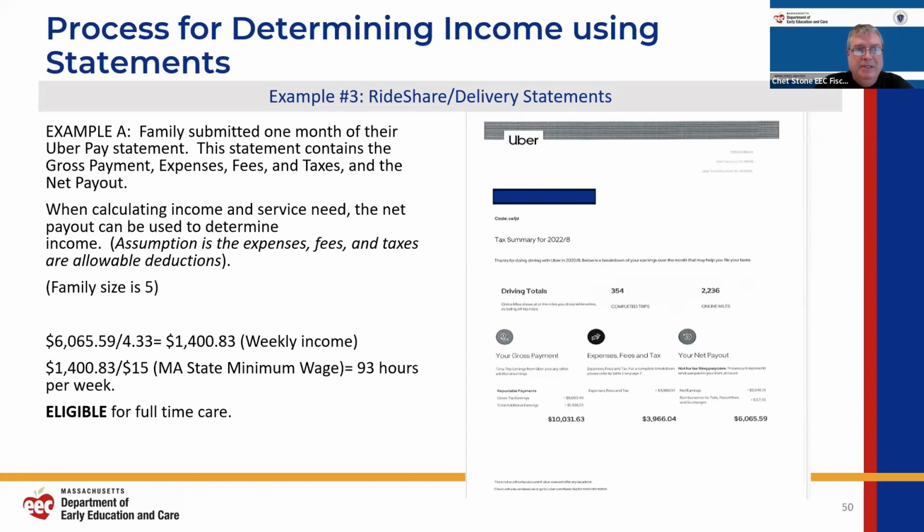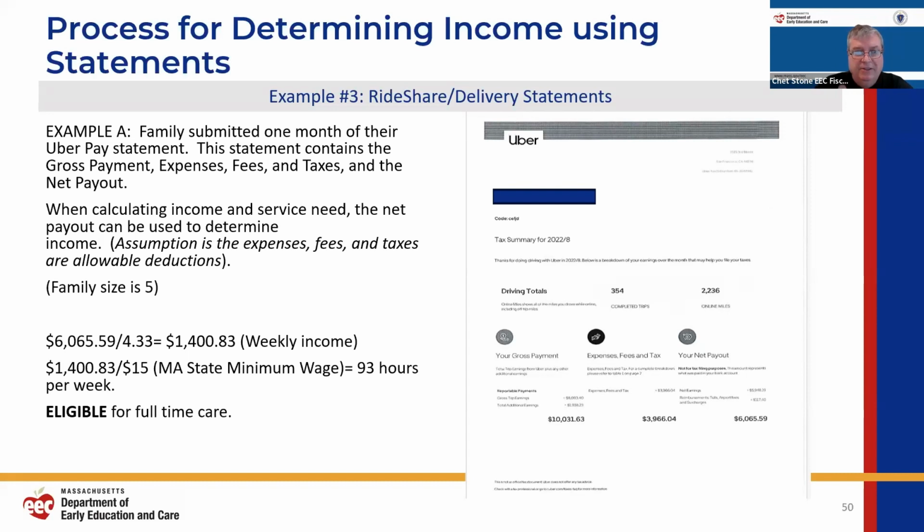A family comes in, they submit 1 month of their Uber pay statement. This statement contains the gross payment, the expenses and fees, the taxes, and then what their net payout is. So when calculating income and service need, the net payout is what you use to determine their income. The assumption is the expenses, fees, and taxes are their allowable deductions.